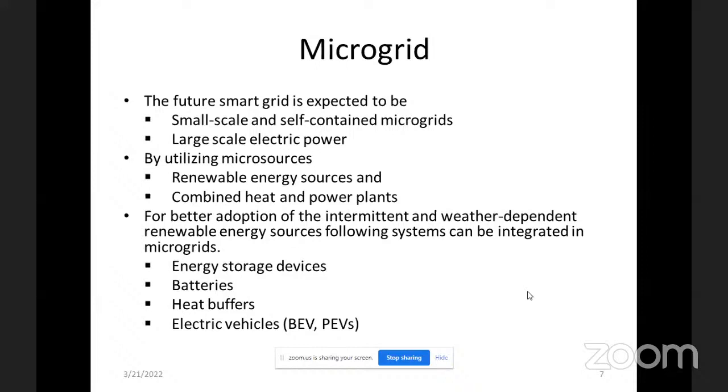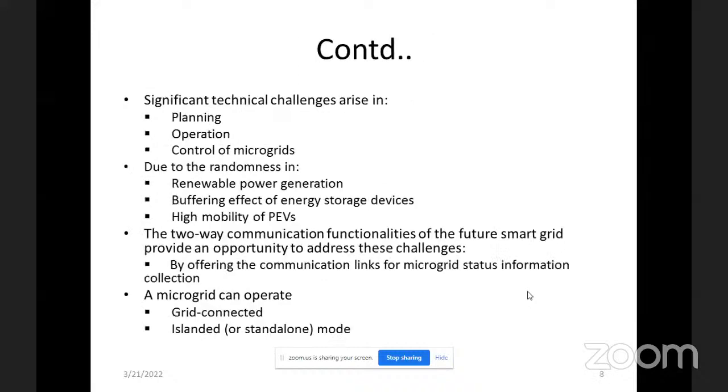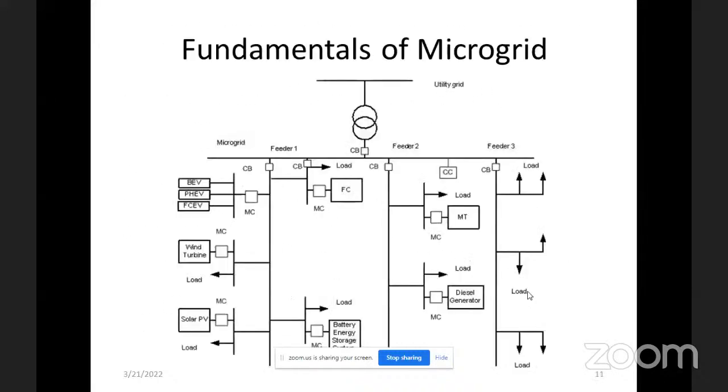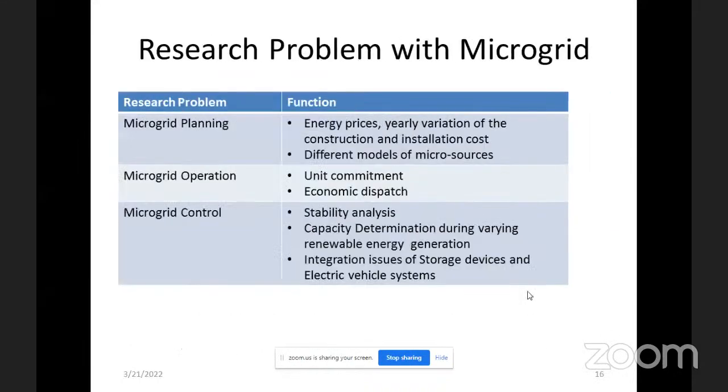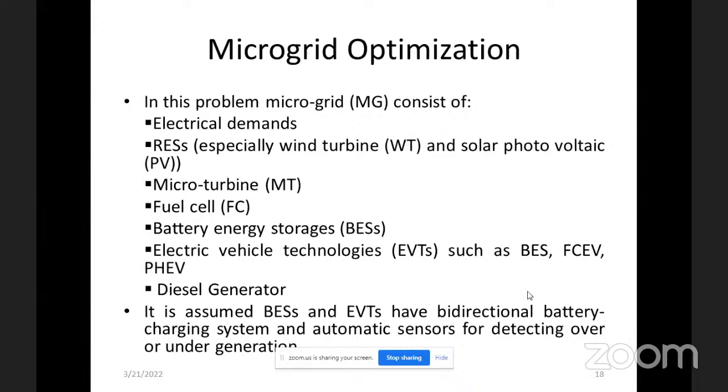Why I am discussing this problem here: I just want to show you how you select your research problem initially. If you start your research, whether it's MTech or PhD, I show you how you can define your research problem. So I'm showing you one optimization problem here. The name of this optimization problem is microgrid optimization.